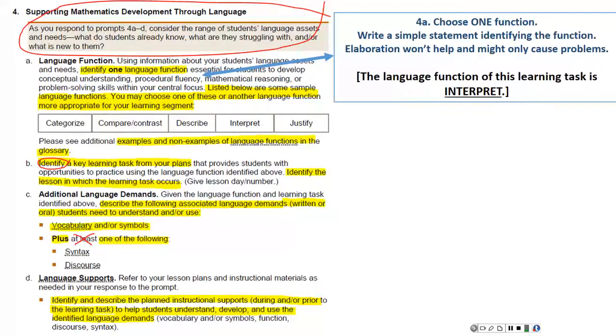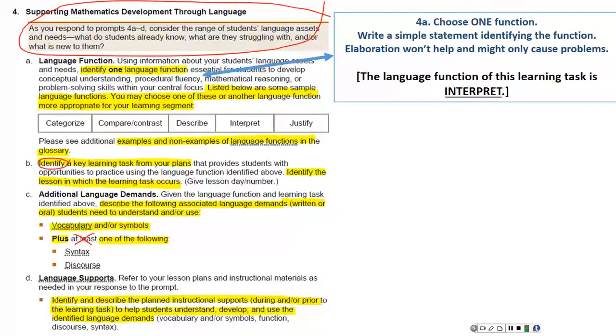And so, 4A, choose one function. And look what the verb says, identify. Does it say describe or explain? Please don't describe or explain when you don't need to, or you will describe and explain yourself right into a hole. If it says identify, identify. So, write a simple statement identifying the function. The language function of this learning task is interpret. That is all you have to write for 4A.